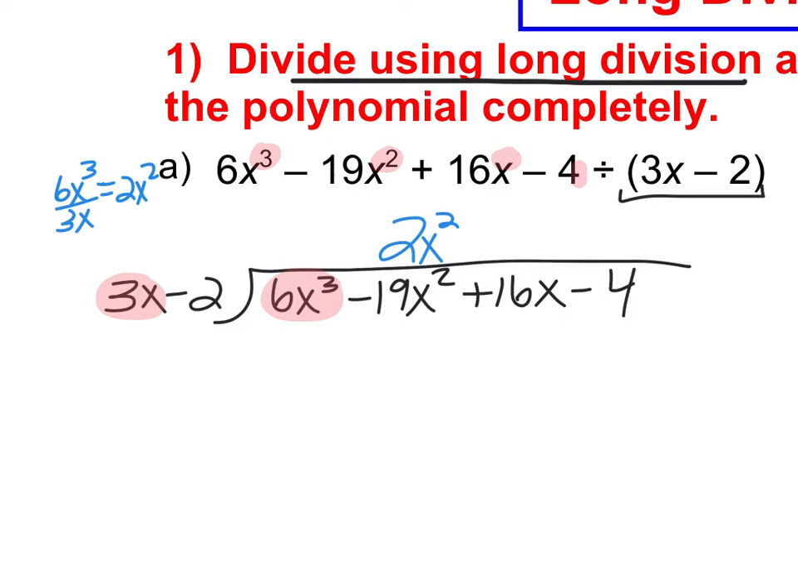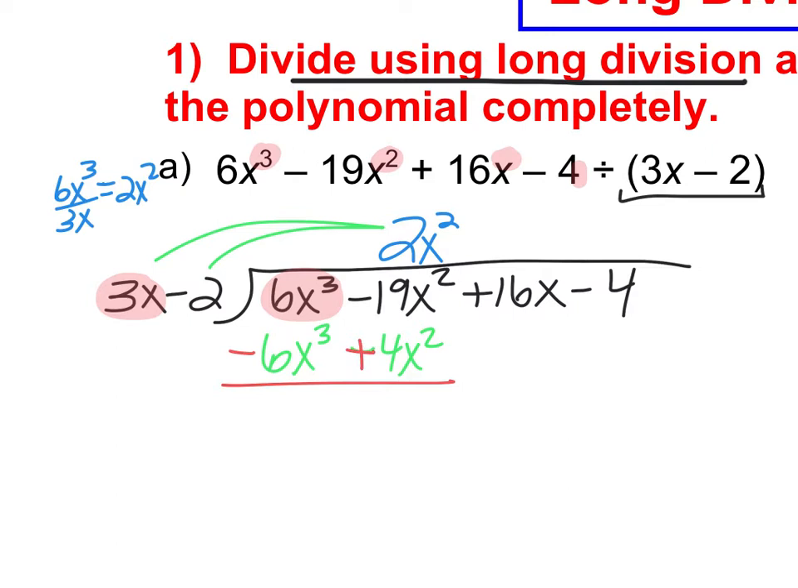And then we're going to multiply that back to figure out what the remainder is. So if we take this and we multiply it back times both terms, we get 6x to the third, and these two should match, and then negative 4x squared. But when we find the remainder, we need to subtract. So we need to find the difference.